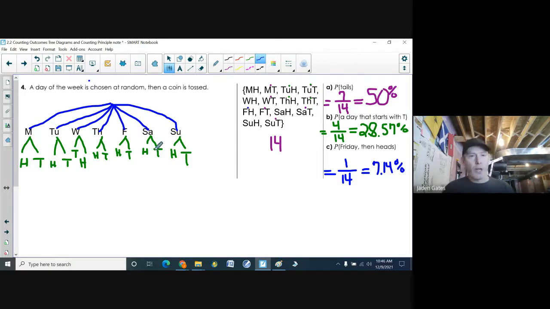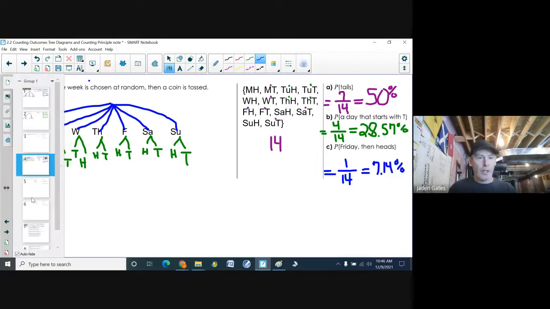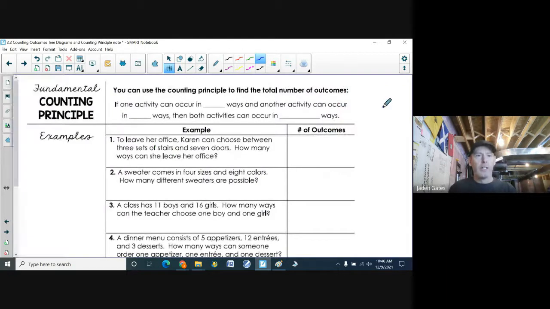All right, so there we go. Again, coming up with our tree diagram, quite a few branches here, which allows us to do our sample space, and then we can figure out our probabilities pretty quick. Now, something we're going to look at, moving ahead here, is what's called the fundamental counting principle. All right, so you can use the counting principle to find the total number of outcomes a lot easier, without drawing a tree diagram.